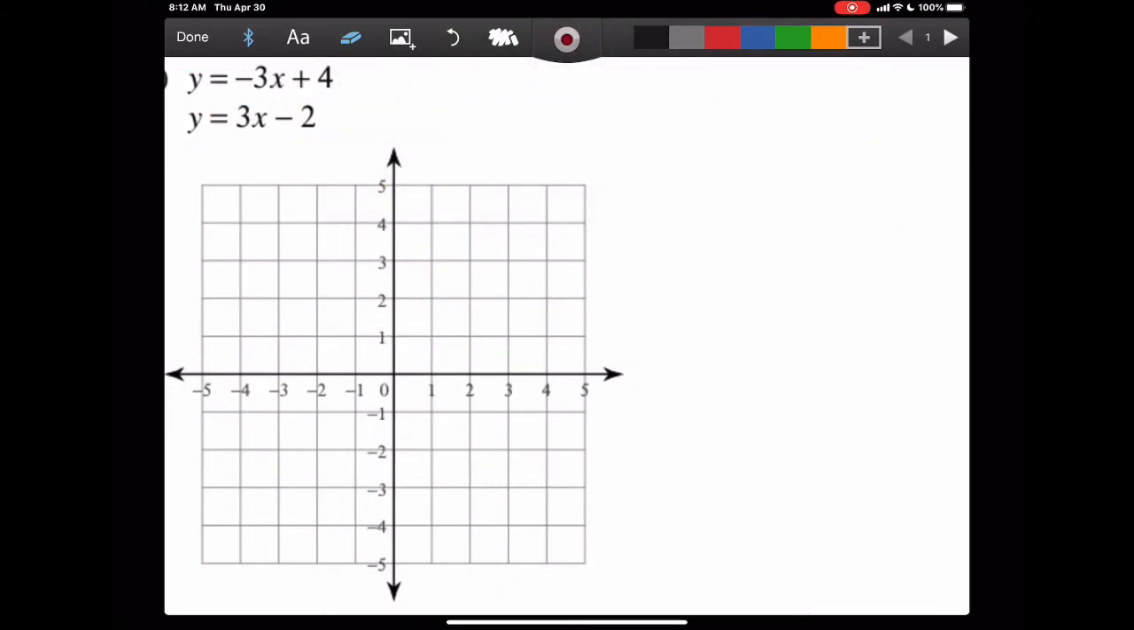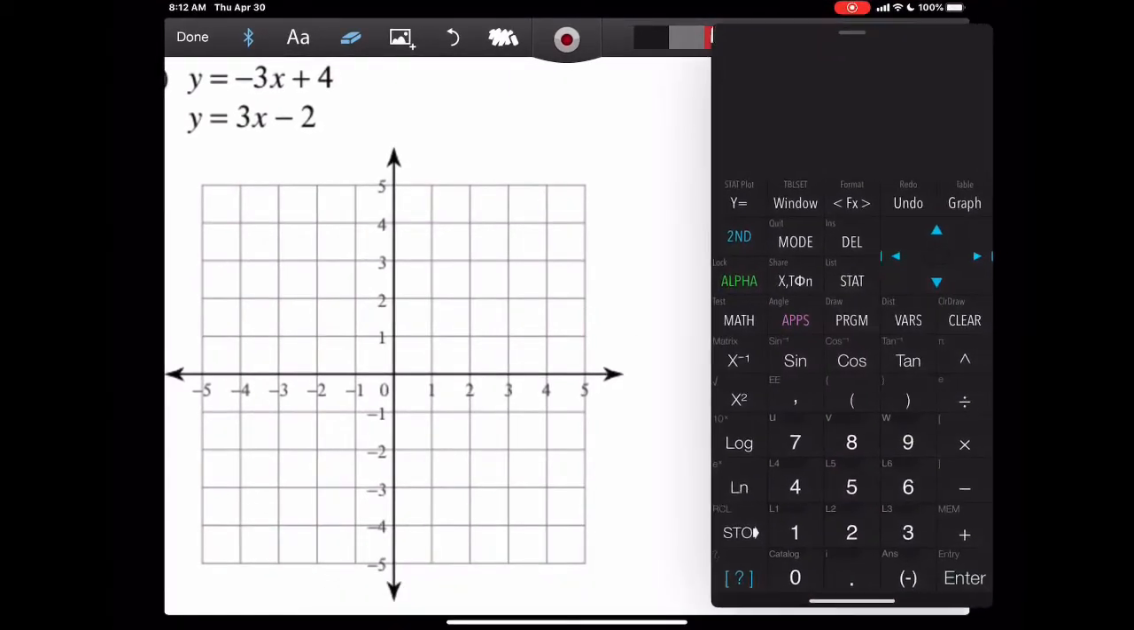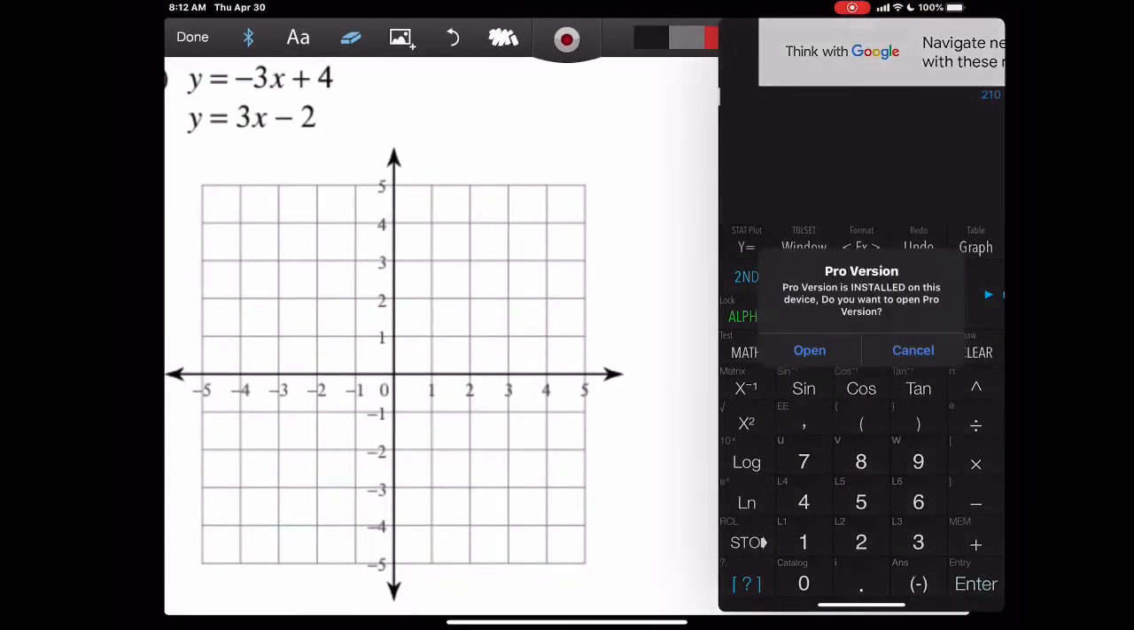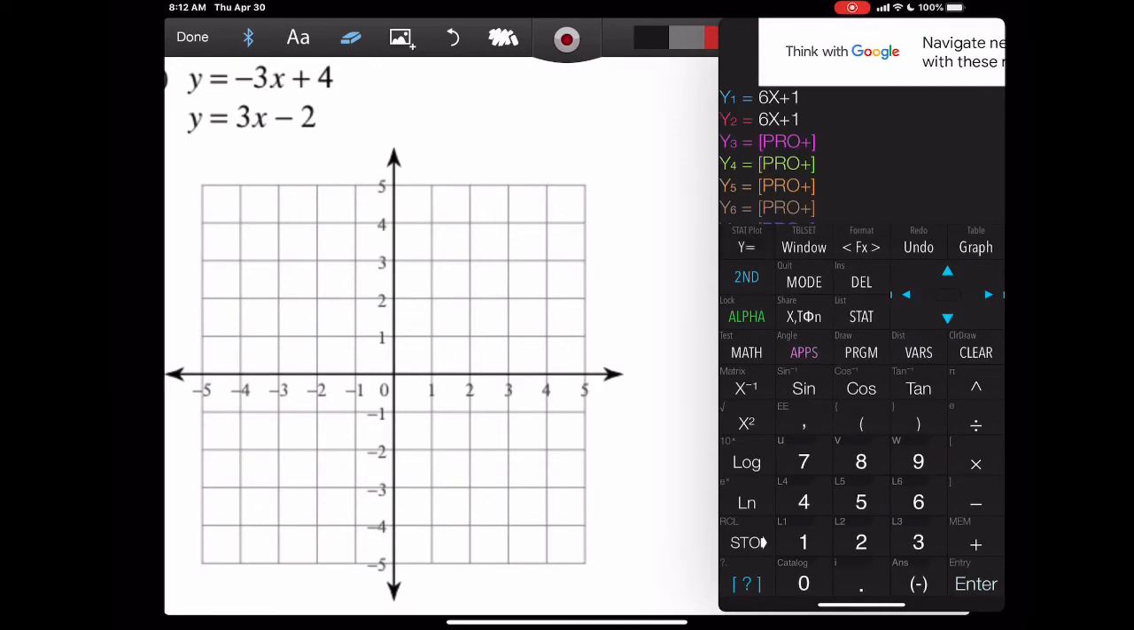We have two equations that are already solved for y. I'm going to go to my calculator. I'm going to go to y equals, clear this out, and type in my two equations: negative 3x plus 4, and 3x minus 2. I'm going to hit graph.